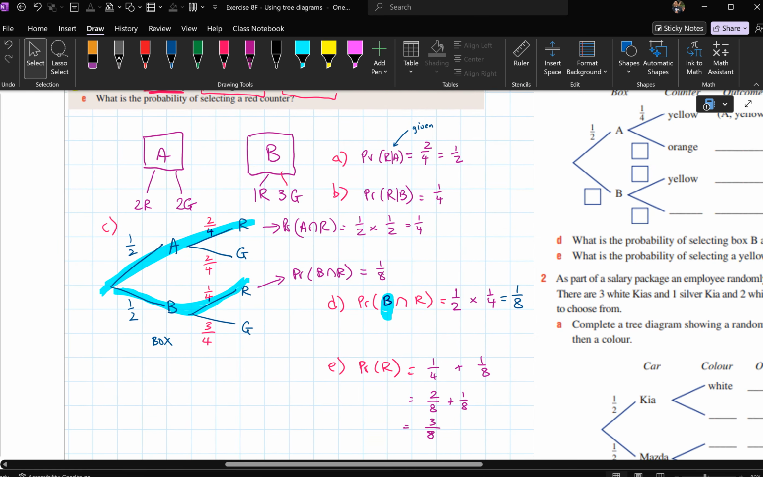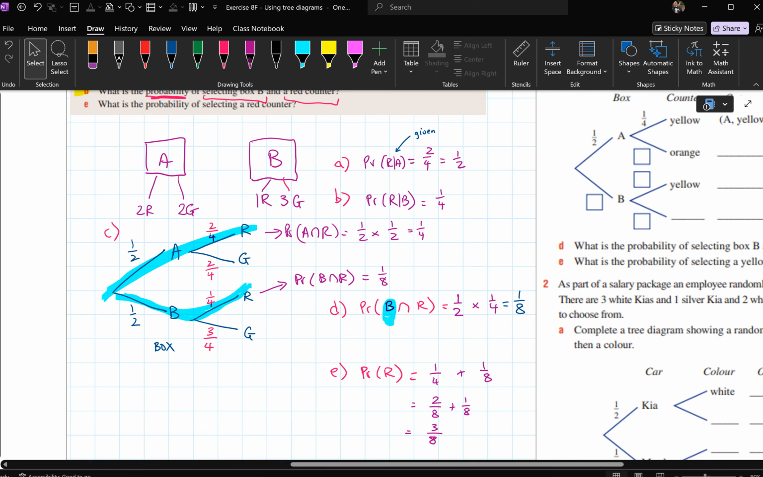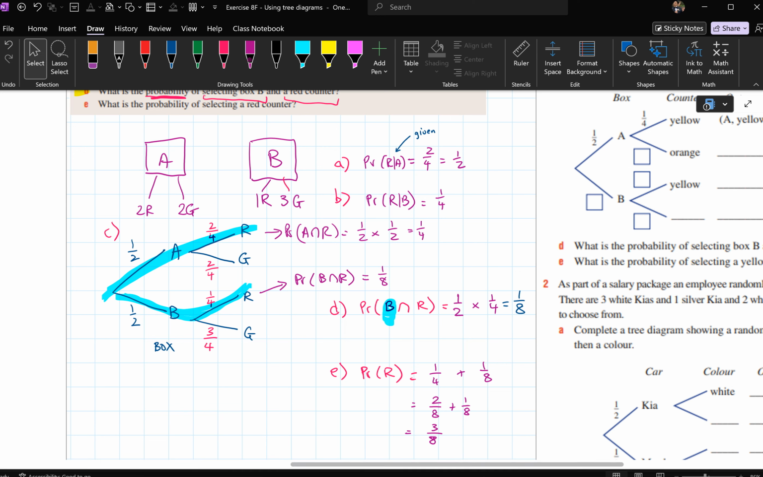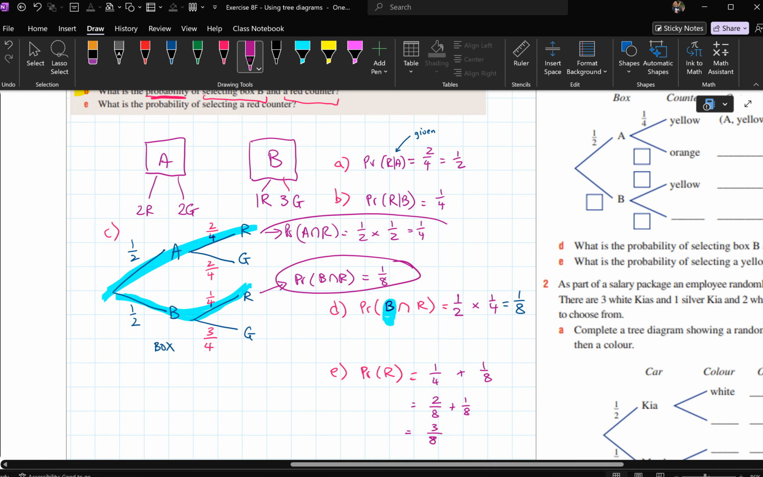So I reckon the last one was the trickiest question for you to understand. When they're asking for red without which box to choose, you have to look at all the possibilities of getting a red, and that's your two different possibilities there.